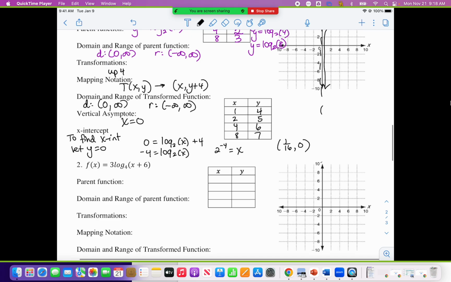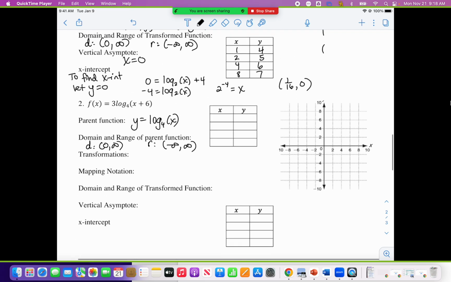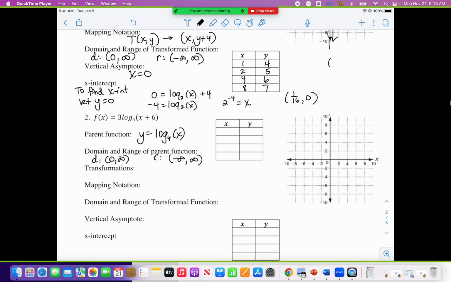All right, number 2. What's my parent function here? Good job. Log base 4 of x. The domain is 0 to infinity, and the range is negative infinity to infinity. Let's make our table. So it's going to be powers of 4. So 4 to the 0 is 1, 4 to the 1, 4 squared, and 4 cubed. So then that's 0, 1, 2, 3.